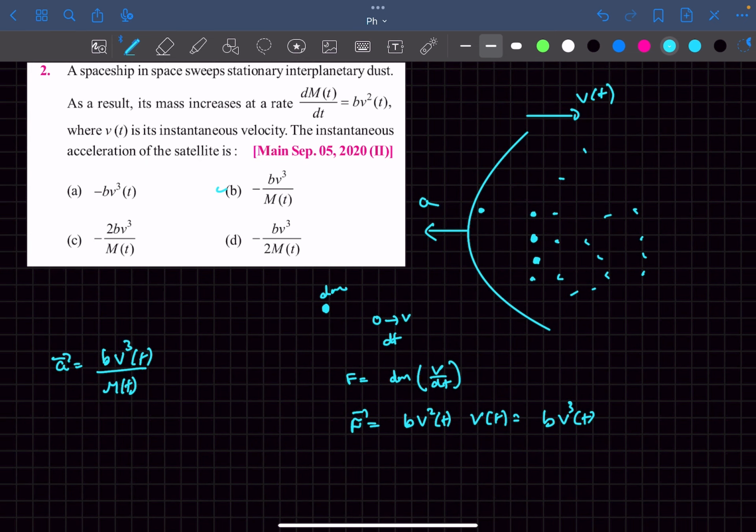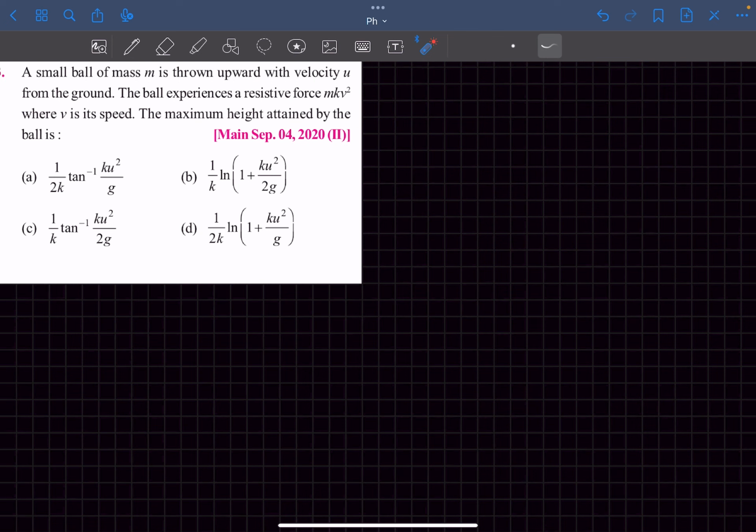So the answer will be B option. So we have a small ball that is thrown up with a velocity u. The ball experiences a resistive force of m k v square. We have to find the maximum height attained by the ball.